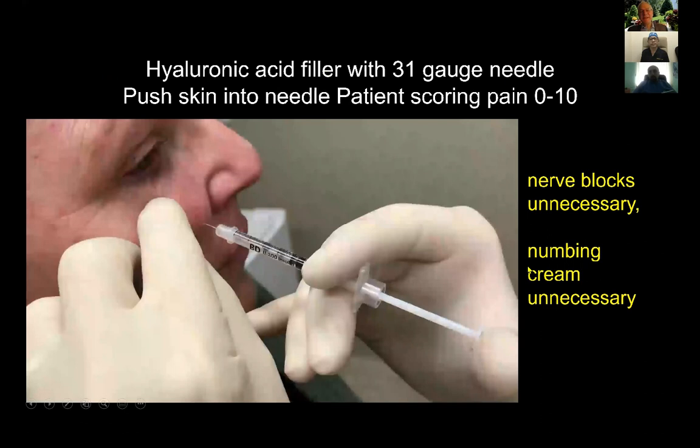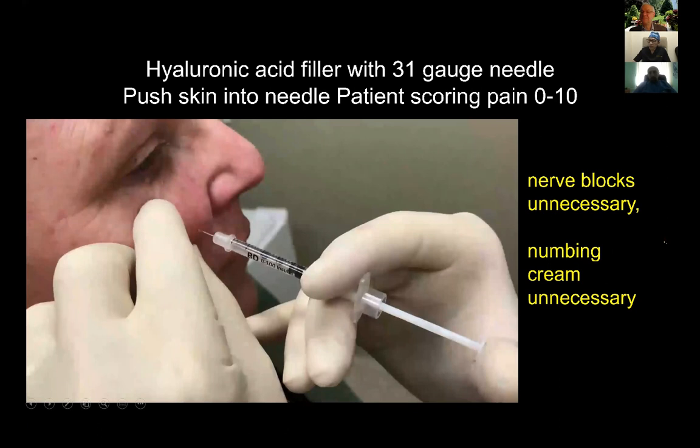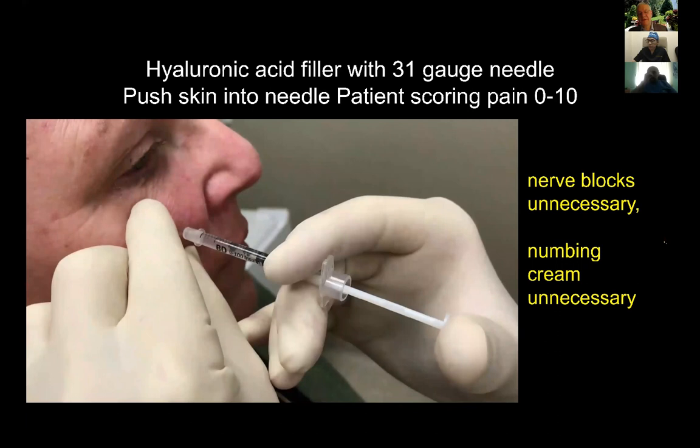So here you're going to see 31 gauge needles with a swedged on needle. This is hyaluronic acid filler. But what it shows is if you push the skin into the needle, instead of pushing the needle into the skin, that it hurts less. And so you can do this with any needle, any skin. This is called sensory noise. One, two, three. 1 to 10, Susan. 0. She felt zero pain.